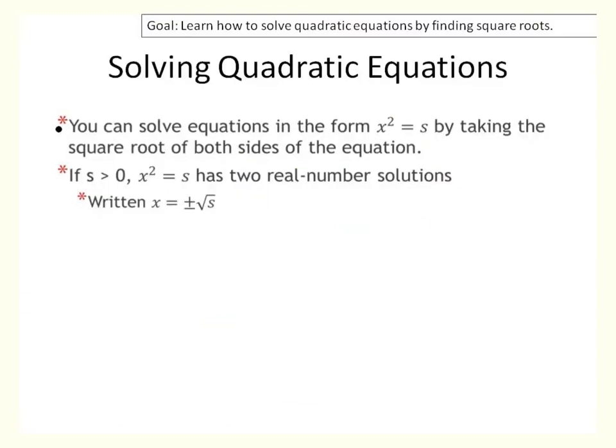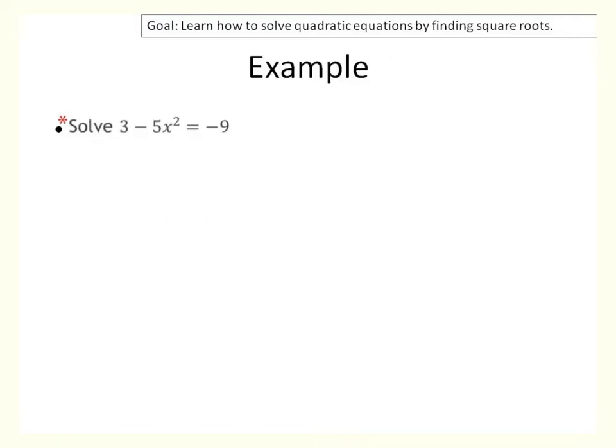So we're going to use this property to solve quadratic equations. If it's in the form x squared equals s, all you have to do is take the square root of both sides to get x, and you're going to get two answers: x equals plus or minus the square root of s, whatever that is. We need to make sure that you can only take square roots of positive numbers. If what you're taking the square root of is positive, then you are going to have two real number solutions. It has to be in the form x squared equals s.